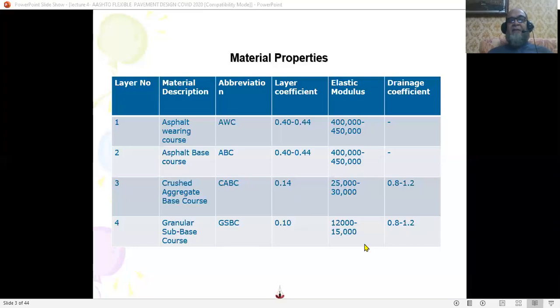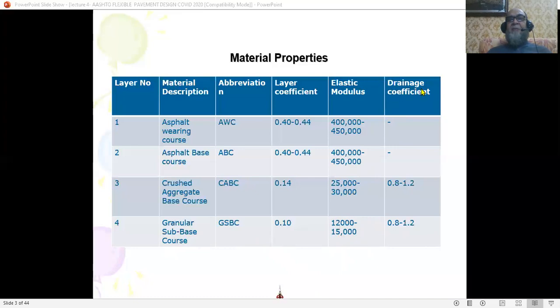Then we have the granular subbase course. The normal values are between 12,000 and 15,000, and we prefer a minimum CBR of 30 while using aggregates in this layer.